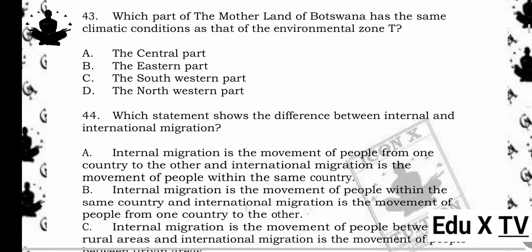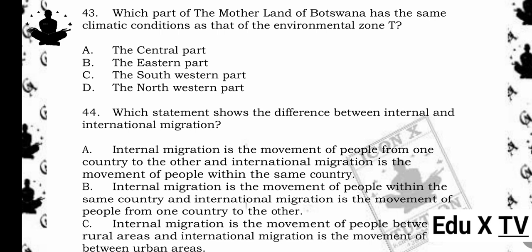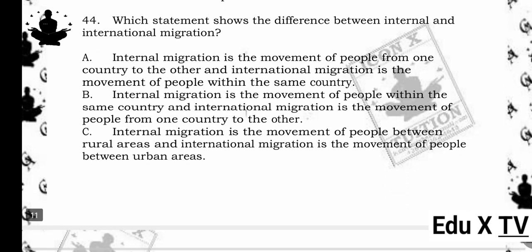43. Which part of the motherland of Botswana has the same climatic conditions as that of the environmental zone T? A. The central part. B. The eastern part. C. The southwestern part. D. The northwestern part. The answer is C. The southwestern part. Reason being, Zone T is very hot, dry, with poor sandy soils, similar to the Kgalagadi Desert area in Botswana's southwestern region.